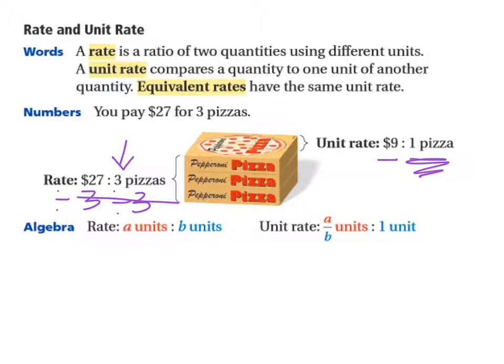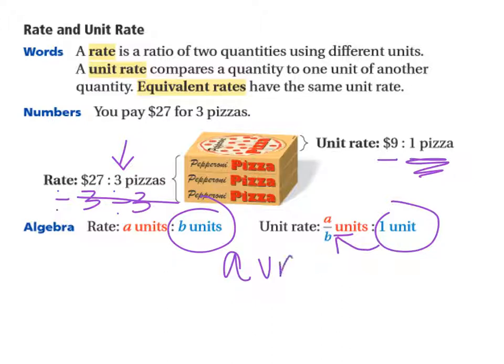In algebra, for rate, we're going to have A units to B units, and for unit rate, we're going to have A over B units equals 1 unit. So that means we're going to take this and put it right here. Remember, a fraction is a division problem. So we're going to take whatever was here and put it underneath the A, which means we're dividing. So we're going to take the A units, whatever we started with, and divide it by whatever we had second.